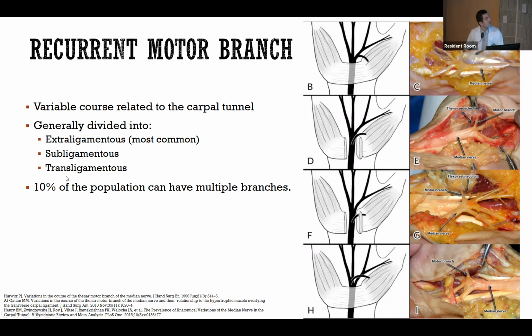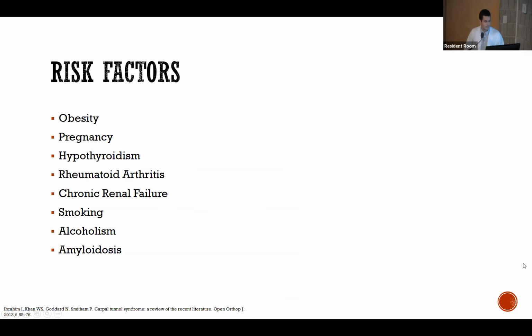of the population. About 20 to 30% have what's considered to be the subligamentous subtype, which you can see in D, where it arises within the carpal tunnel, but branches out after. And then the last one is the transligamentous. This occurs in about 10 to 20% of the population. This is the one that's usually at risk for injury during transection of the transverse carpal ligament because it pierces directly through the ligament. And also, around 10% have other subtypes, and around 10% of the population have multiple branches of this nerve.